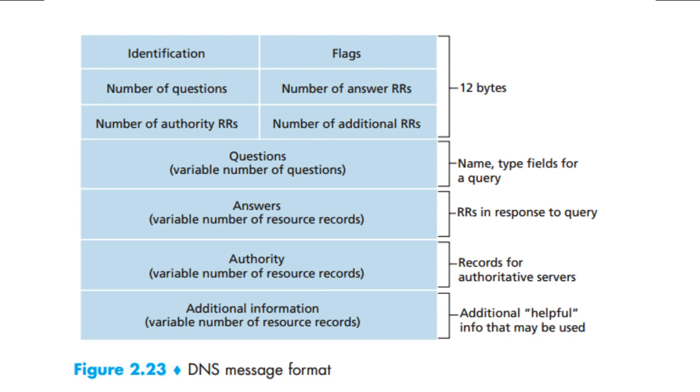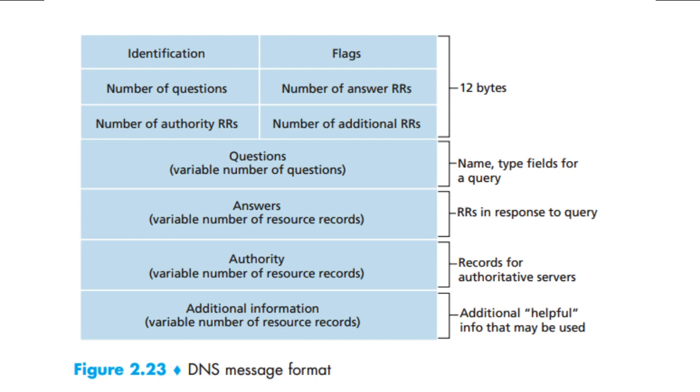Inserting records into the DNS database. Suppose you have just created an exciting new startup company called Network Utopia. The first thing you will want to do is register the domain name networkutopia.com at a registrar. A registrar is a commercial entity that verifies the uniqueness of the domain name, enters the domain name into the DNS database, and collects a small fee from you for its services.